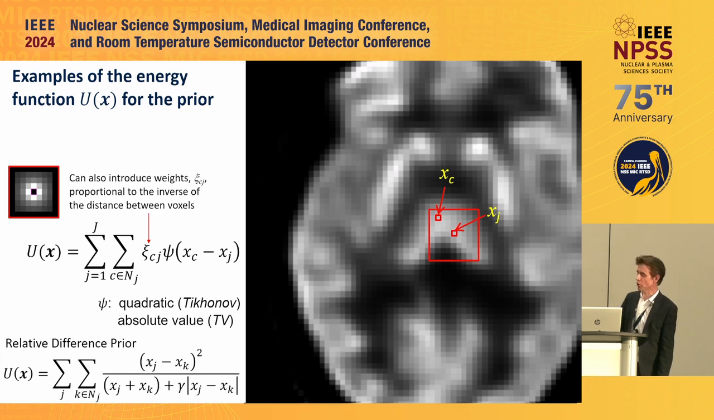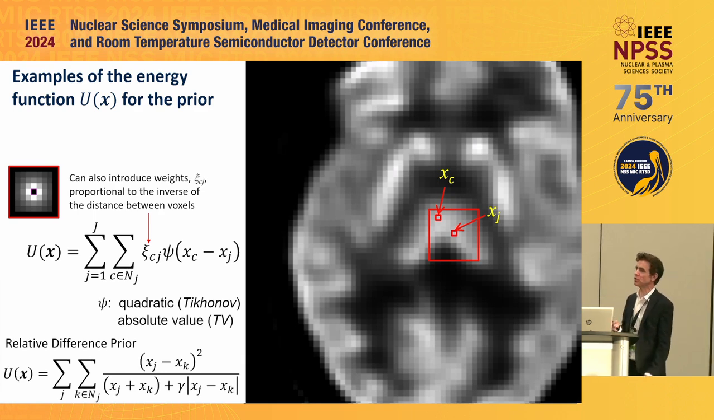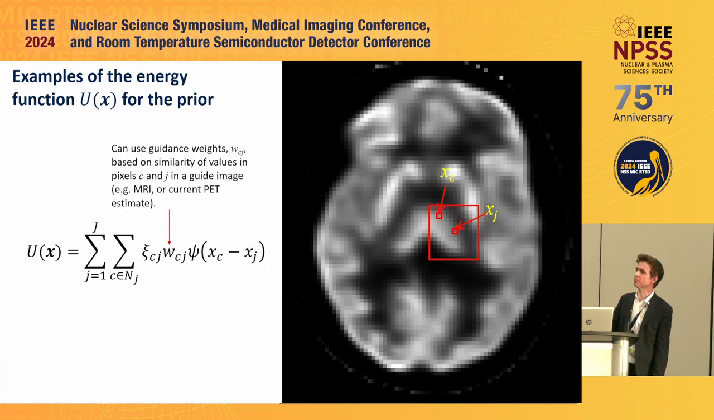Right, and as you know, we can also build in some guidance weights there based, for example, on the distance. If they're far apart, then we might want to switch off that penalty term, or if they're close together, then we might want to pay more attention to that penalty term. Okay, and one more key then would be, of course, the use of guidance weights.